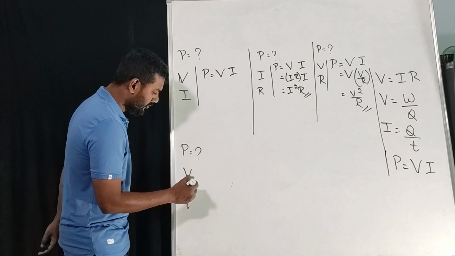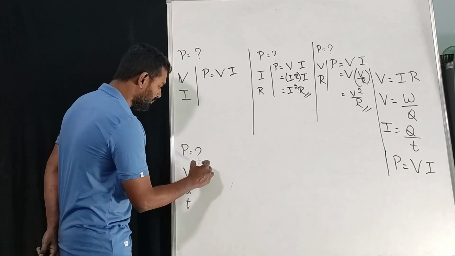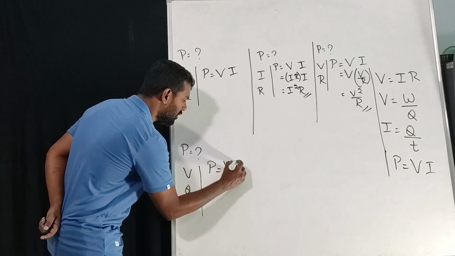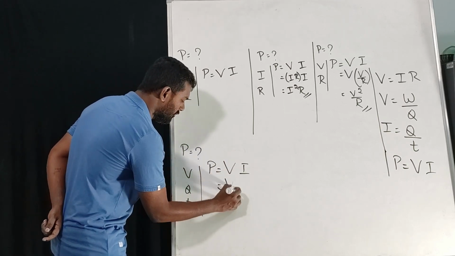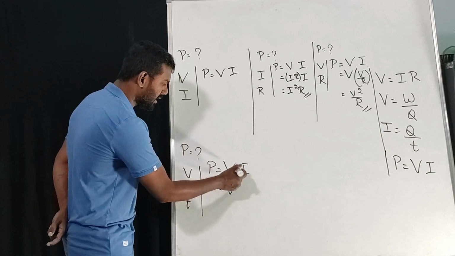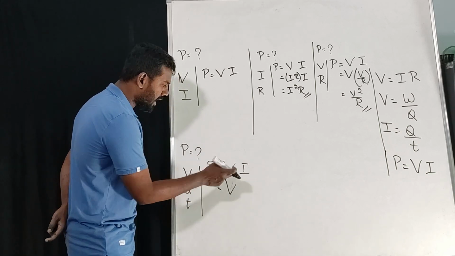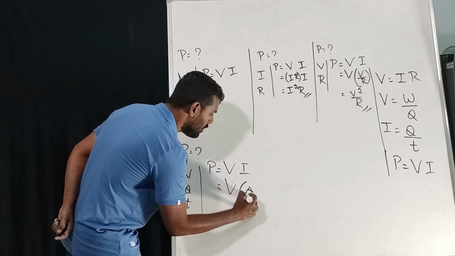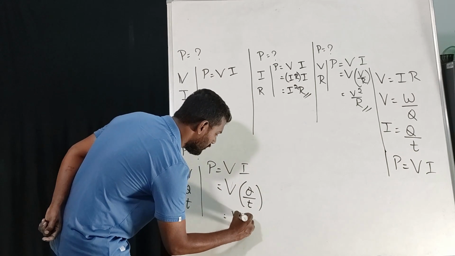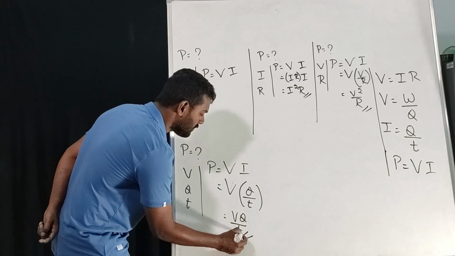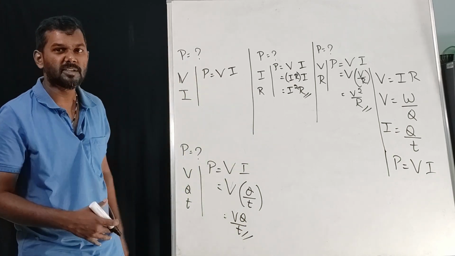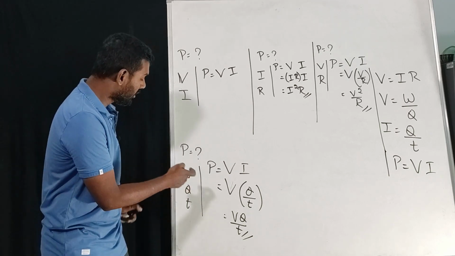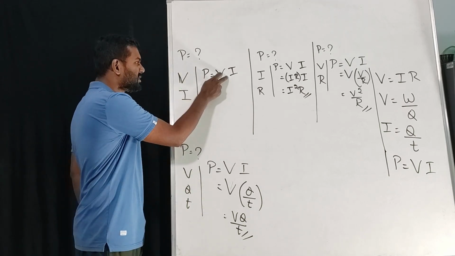Again, if V, Q, T are given and I and R both are not given, write the basic formula. V is given, so I'll write the value of V. Then I is not given. How to find I? Using Q and T. So I is equal to Q by T, then it will be V Q by T. That's it. If you know the concept, this is how we derive the formulas in the board exam to find the values if different values are given. This is the basic formula.